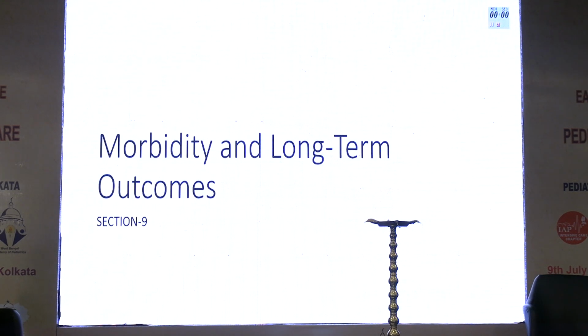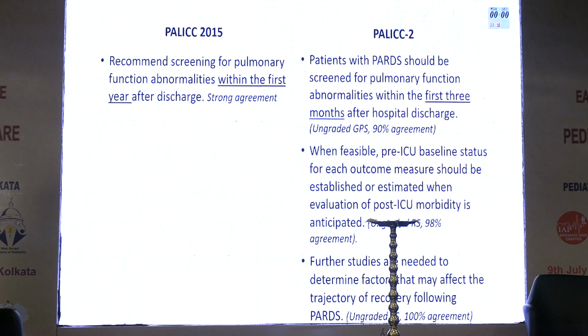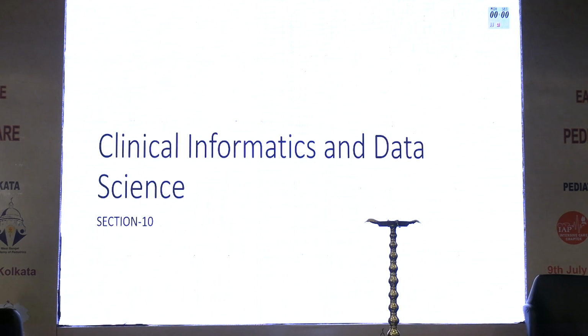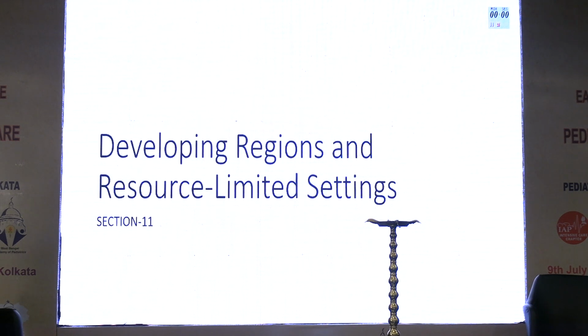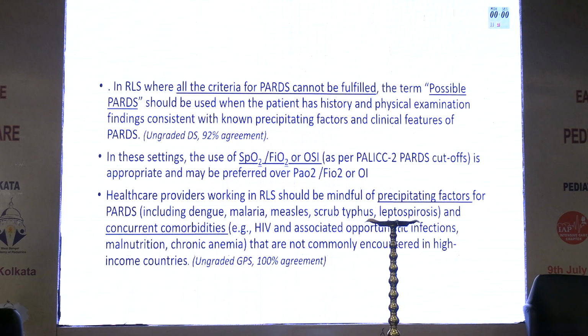Morbidity and long-term outcomes: again, we have to check the pulmonary functions of these patients in the first 3 months once they are out of the ICU. Clinical informatics and data: clinicians implement electronic tools to automatically screen critically ill patients to help identify those with PARDS or at risk of developing PARDS. In developing regions with limited resources, again I have already emphasized, use non-invasive ventilation, treat possible pediatric ARDS as ARDS, identify at-risk patients and start HFNC or non-invasive ventilation.